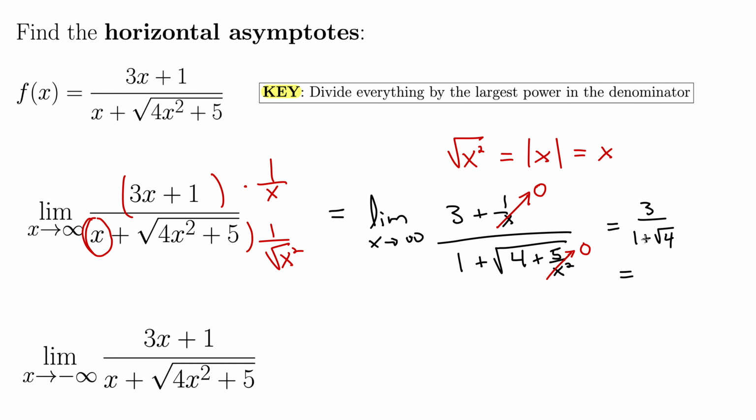Well, 3 over 1 plus 2 is 3 over 3, which is 1. Okay, so then we'd say our horizontal asymptote is y equals 1.